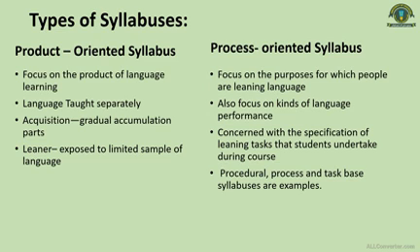Next, we will move towards the types of syllabuses. There are basically two types of syllabuses. The first one is the product-oriented syllabus and the second one is the process-oriented syllabus. The product-oriented syllabus basically focuses on the product. It emphasizes the product of language learning, the outcome of the language we are going to learn. It only focuses on that product.